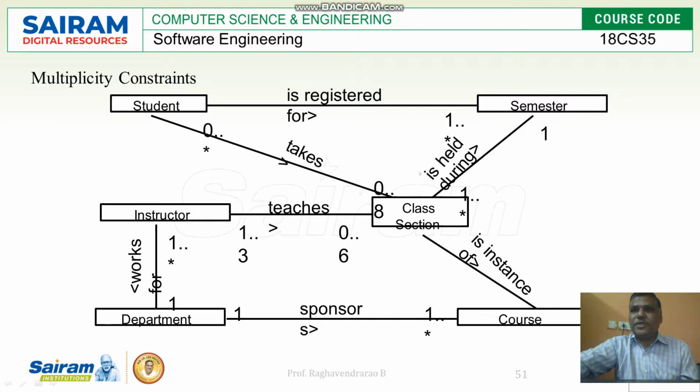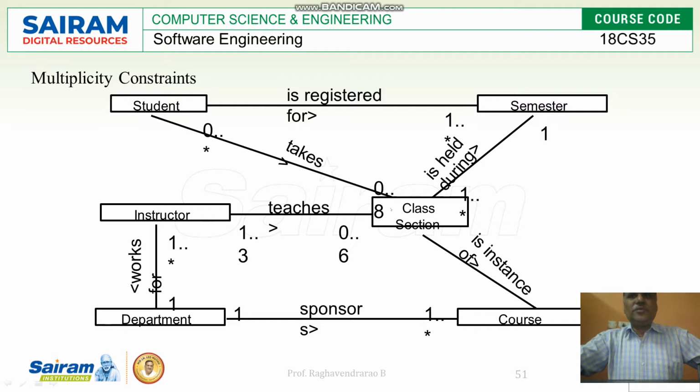Multiplicity constraints, there are so many constraints here. Okay, too many. It's the complex nature of designing the class. See here, it is just missing some of the points. Zero or more students are going to be there who take the class in the section.